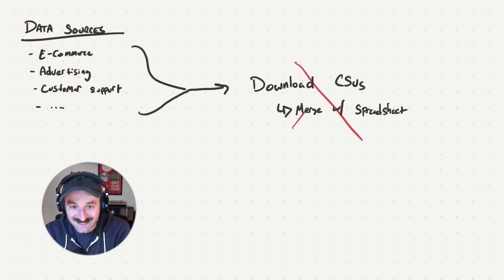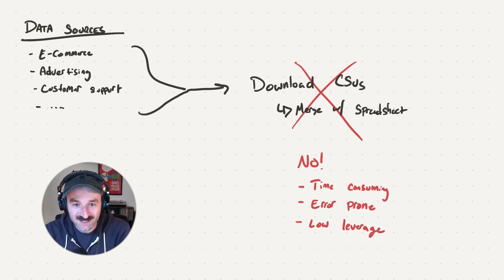One approach is to download CSVs from your different data sources and merge them together in a spreadsheet. Resist this urge. Manual work like this is time-consuming, error-prone, and low leverage. Let's find a better way.